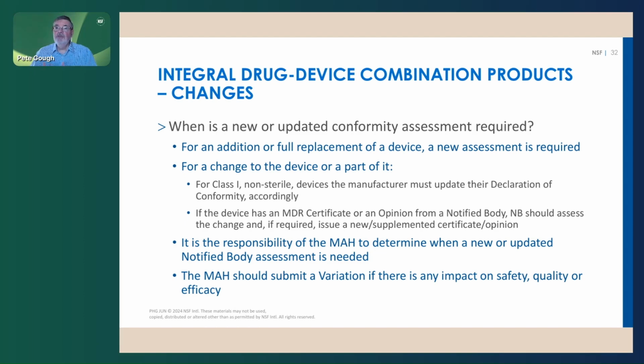And again, if you haven't got the right paperwork to go with your variation, it could easily delay the approval of that variation quite significantly, because the marketing authorization holder obviously has to submit the variation and assess, as part of that variation, any impact on safety, quality, or efficacy.